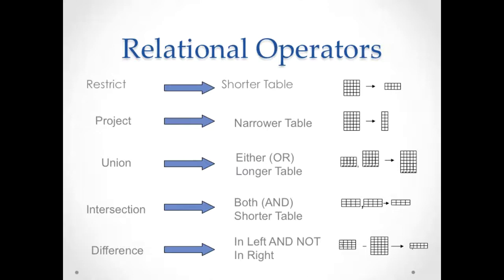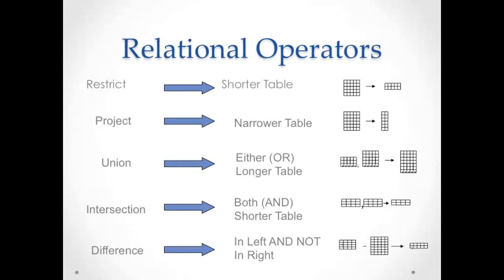So when I do a restriction, I get a shorter table. So I'm selecting rows for a restriction. For a projection, I'm selecting columns, so I get a narrower table. For a union, I stack them on top of each other, and I get a longer table.